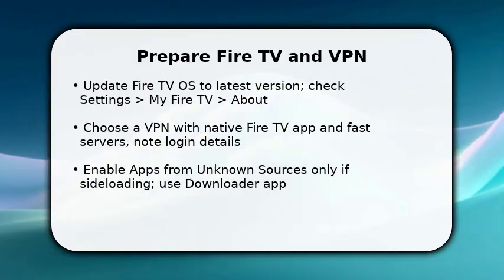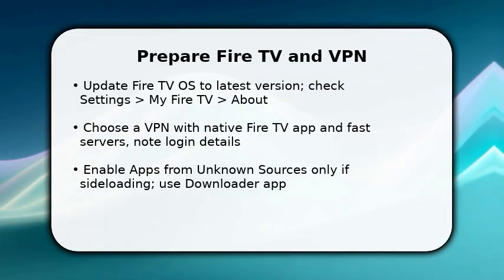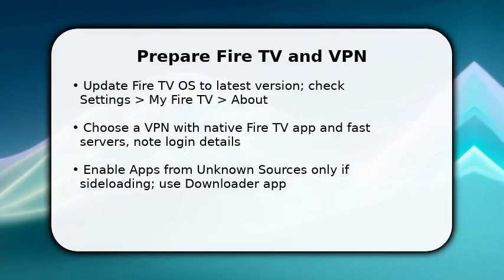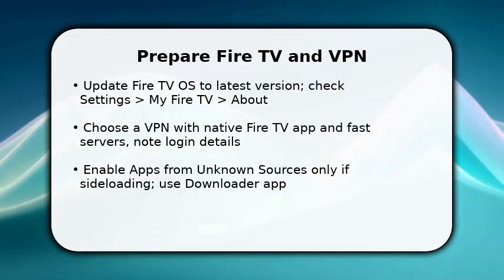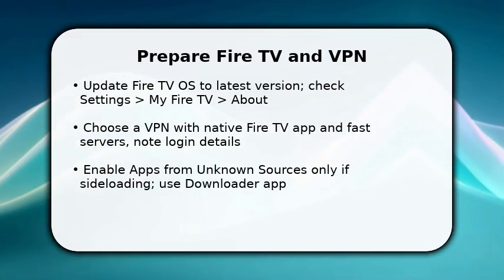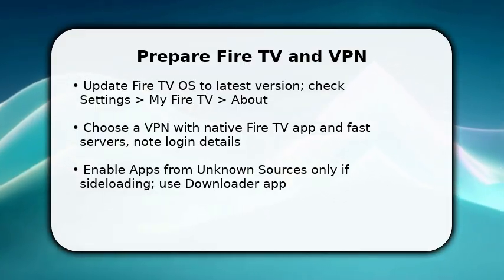You start by getting the Fire TV ready. Update the OS now so the VPN app installs cleanly. Once done, pick a VPN that offers a native Fire TV app and write down your username and password. This saves time. If you must sideload, enable apps from unknown sources and install the downloader app.